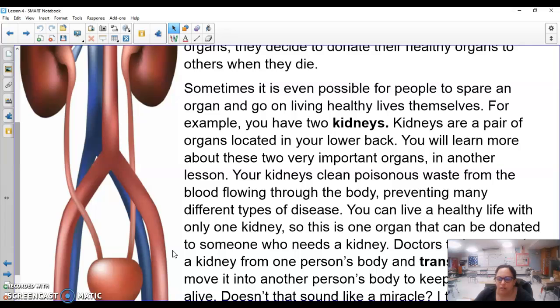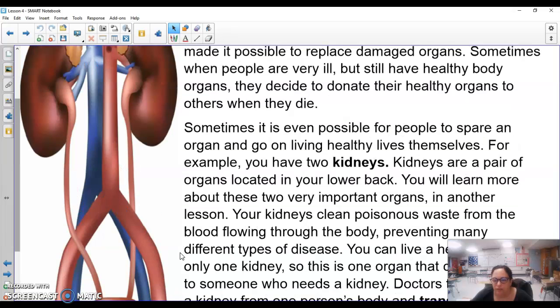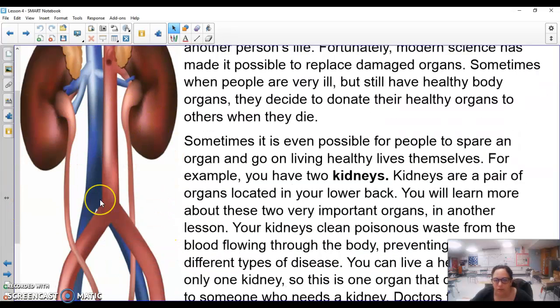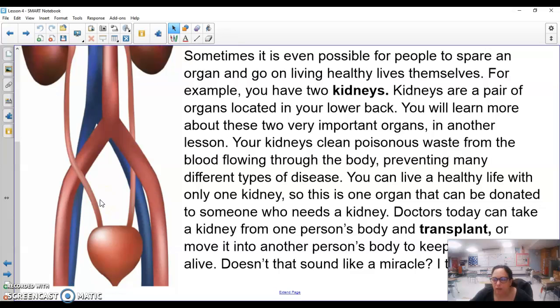Kidneys are a pair of organs located in your lower back. You will learn more about these 2 very important organs in another lesson. Your kidneys clean poisonous waste from the blood flowing through the body, preventing many different types of disease. So these are your kidneys that are in the lower back. You can live a healthy life with only 1 kidney. So this is one organ that can be donated to someone who needs a kidney. Doctors today can take a kidney from one person's body and transplant or move it into another person's body to keep him or her alive. Doesn't that sound like a miracle?